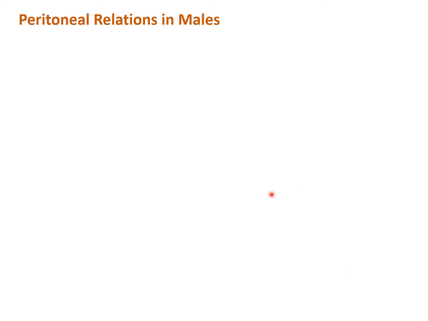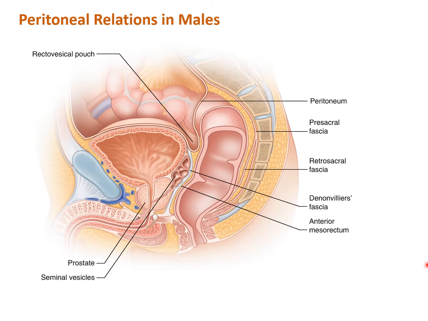Now to complete the relations of the base of the urinary bladder, we need to discuss the peritoneal coverings of the male pelvis. This is the parietal peritoneum which is present on the posterior abdominal wall. From there it moves over the rectum. It covers the lateral part and the anterior surface of the upper one-third of the rectum. It covers the middle part of the rectum only on its anterior surface, and from here it moves on to the tip of the seminal vesicle.